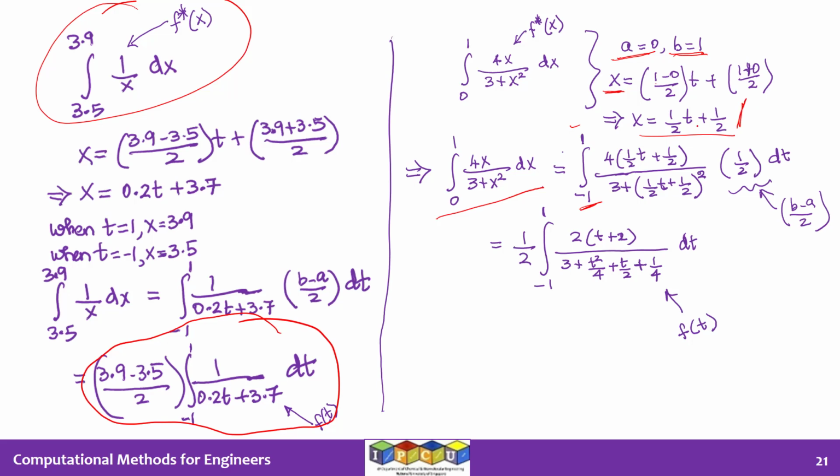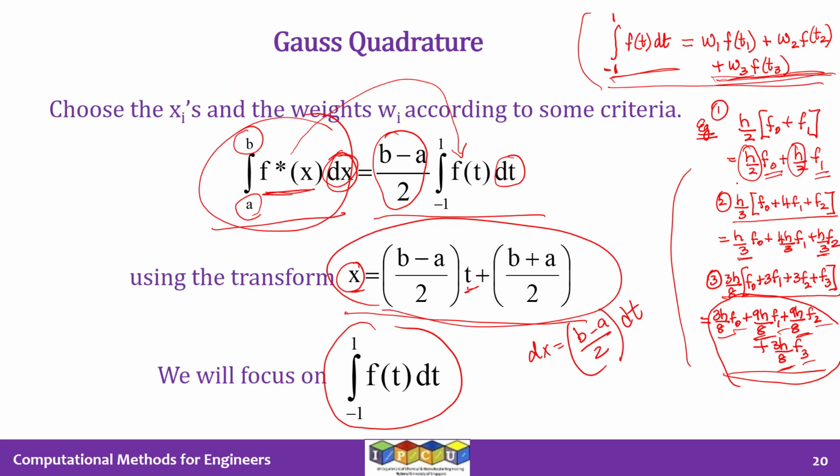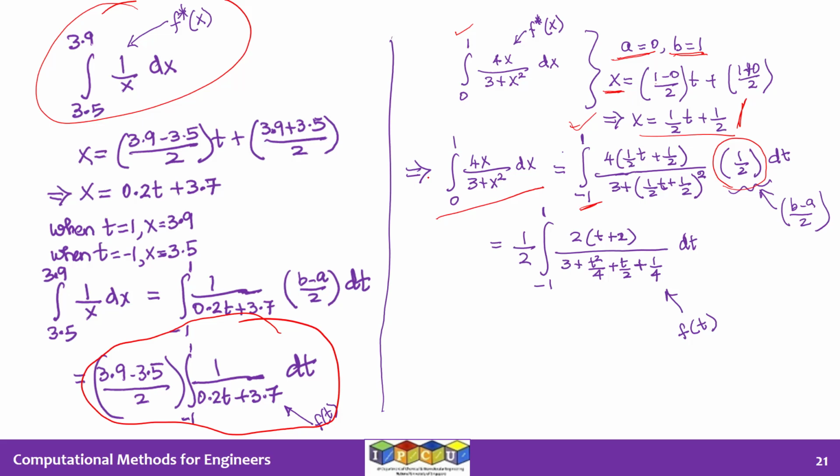You can see when you put x is equal to 0, t will be minus 1. When you put x is equal to 1, the upper limit, t will be equal to plus 1. So that's what we want on the right hand side. And (b minus a) by 2, that term is half. Let's not forget that, right? I'm talking about this term. So (b minus a) by 2 in this case is half. So that half is here. You can pull it out of the integral if you want, like I've done here. So dt.